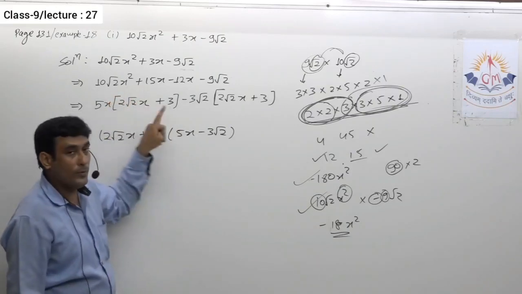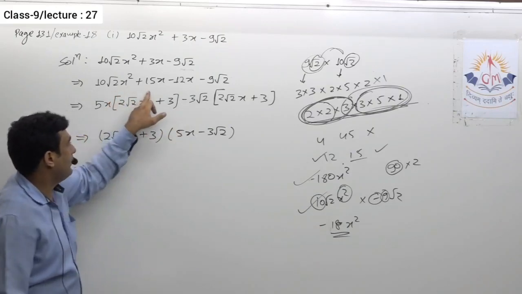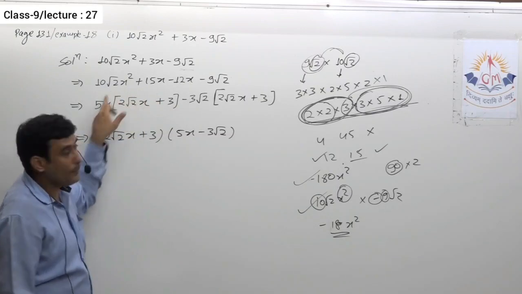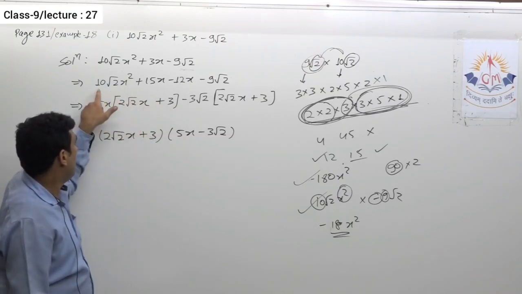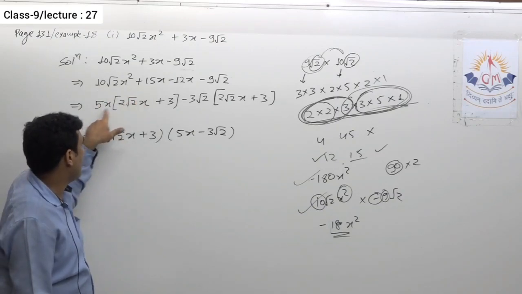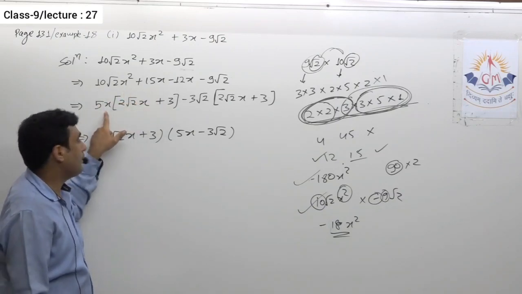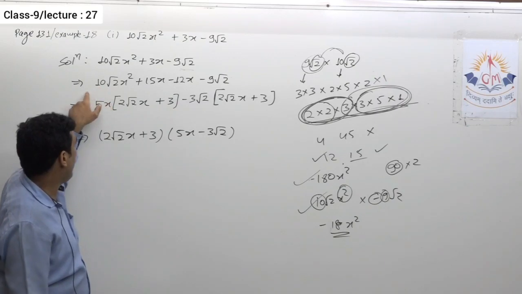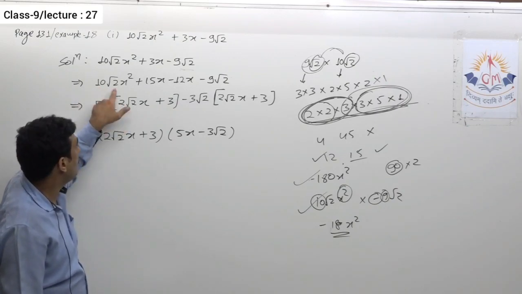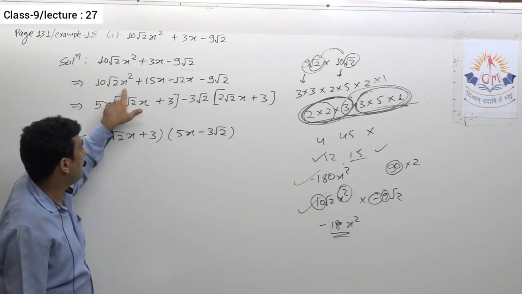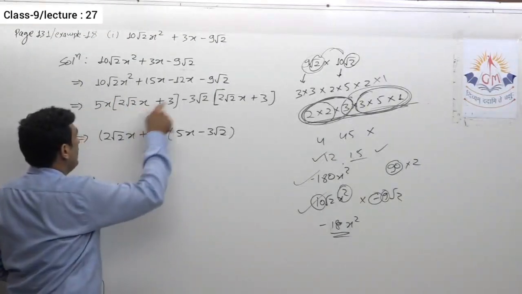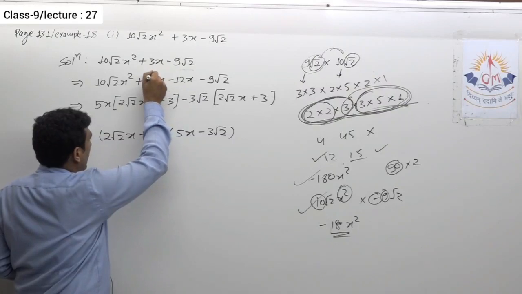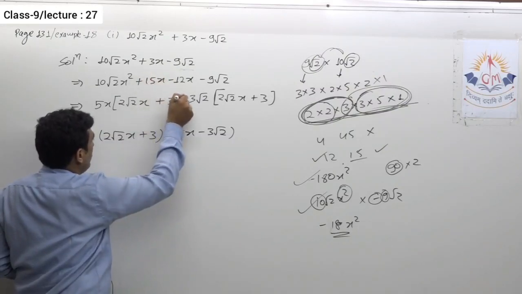Then I took common from the first two. So there isn't any irrational term to take out, so root 2 remains inside the bracket only. It cannot be taken common. And among 10 and 15 I took 5 common. Among x square and x I took x common. So when I took 5 common, 2 left over here, root 2 left over here, and among x square and x, x will remain over here. Then from here I took 5x common, so 3 will be left over here.